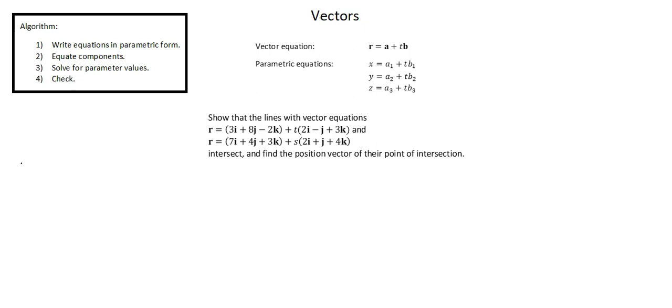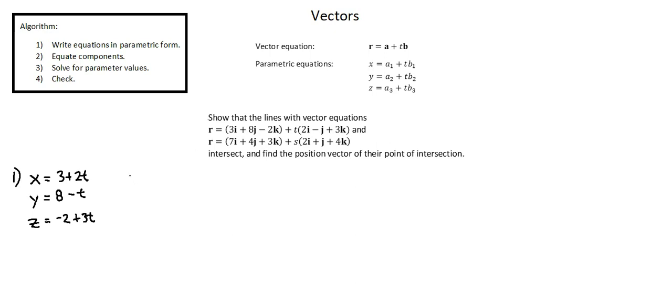Step 1, write equations in parametric form. Starting with the first equation, we identify our x components. Those are the coefficients of i: x equals 3 plus 2t. Next, y equals, now working with the coefficients of the j terms, 8 minus t, and z equals, now working with coefficients of the k terms, negative 2 plus 3t.